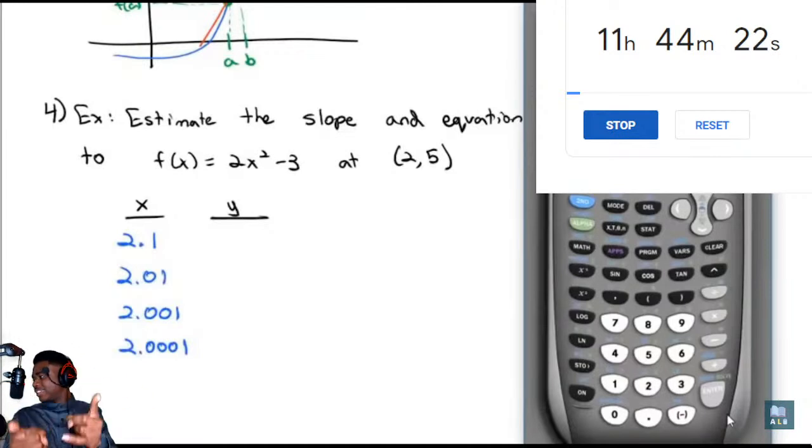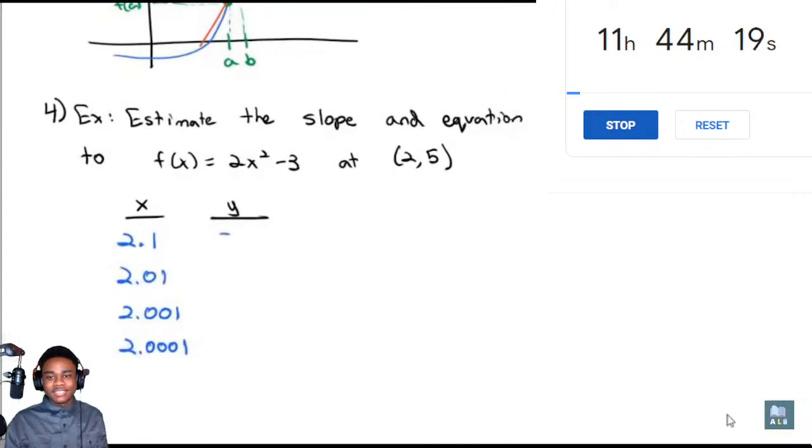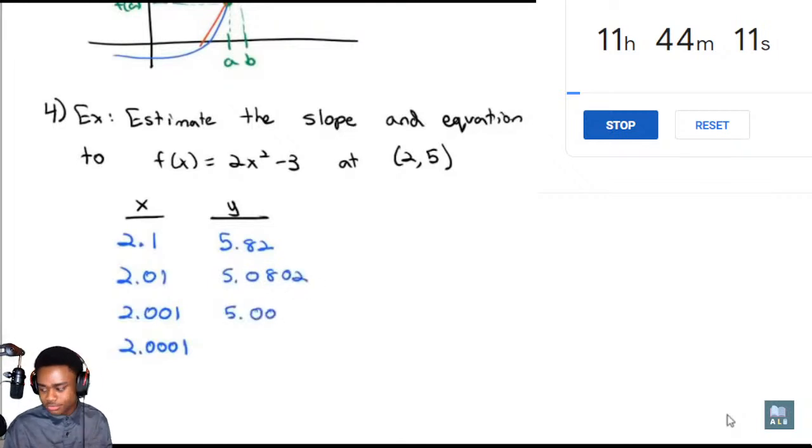Let's record them in our y column. Here, that's 5.82. The next one was 5.0802. The next one was 5.008. And then finally it was 5.0008.